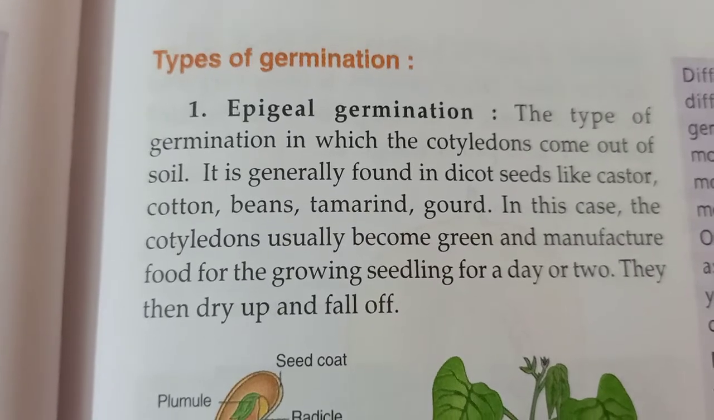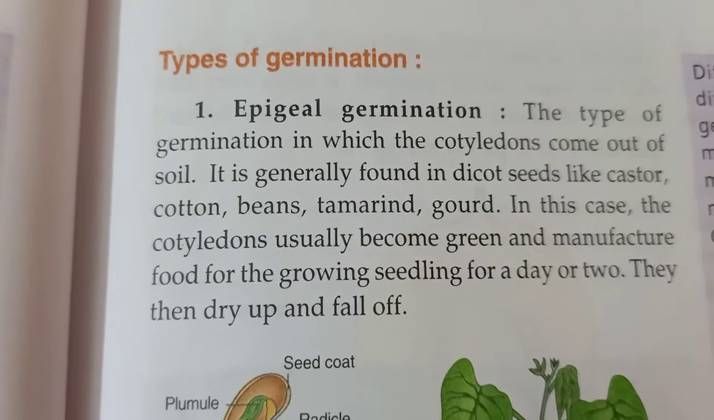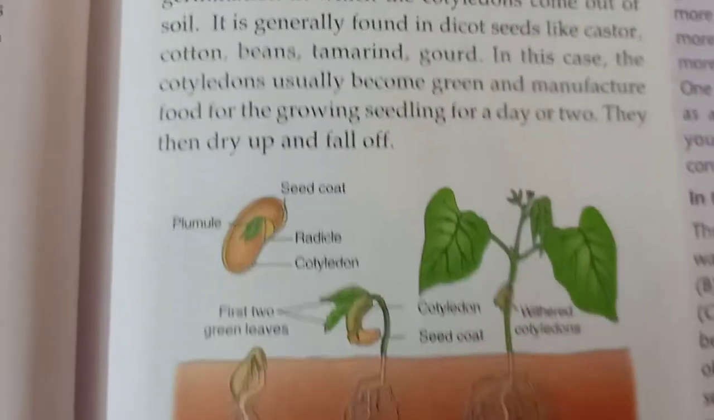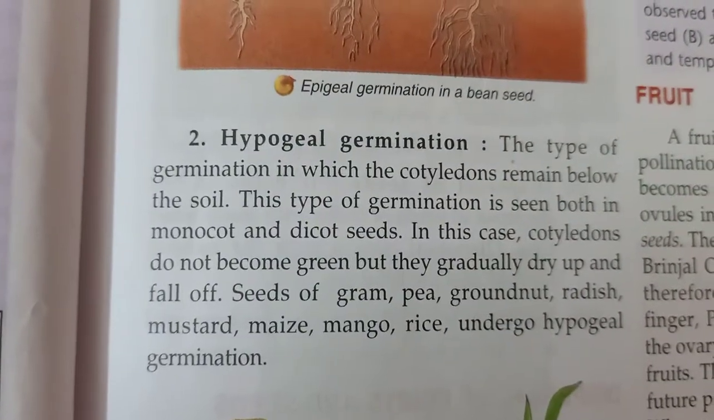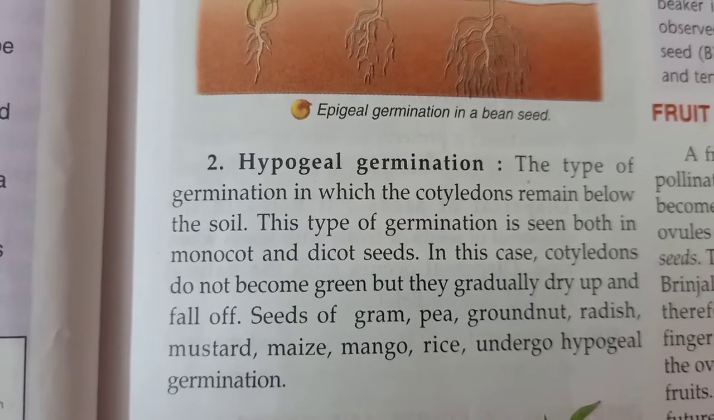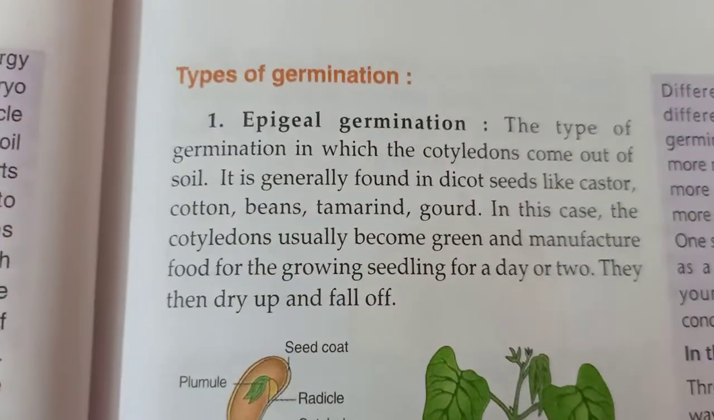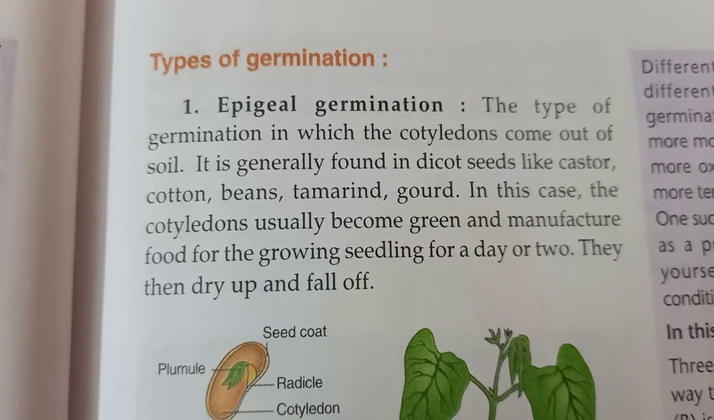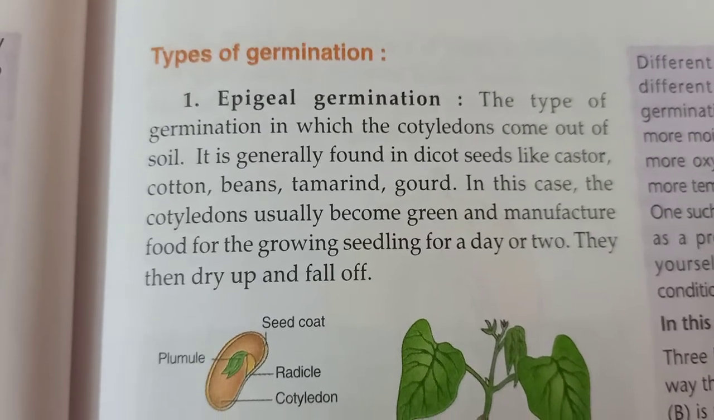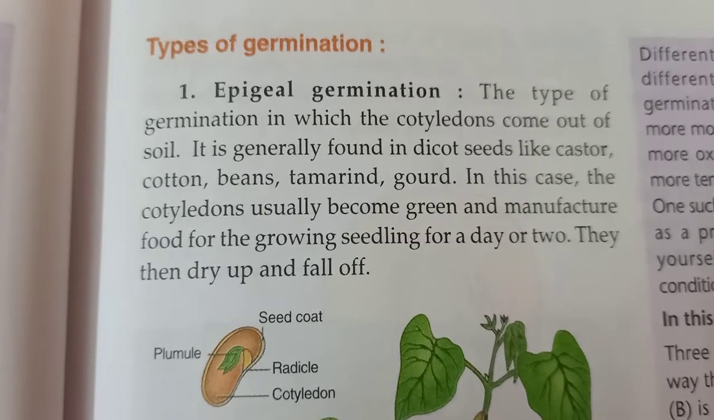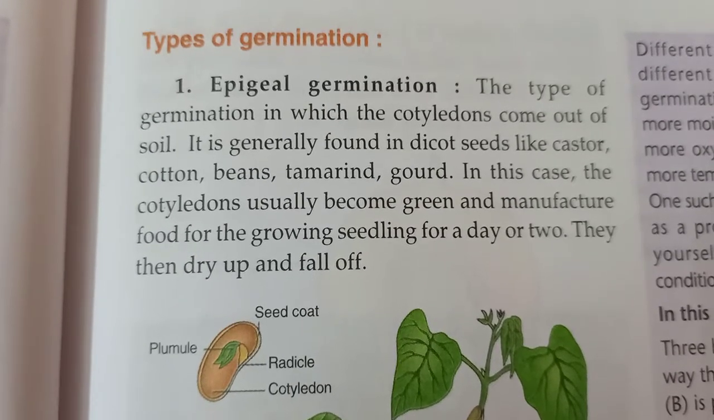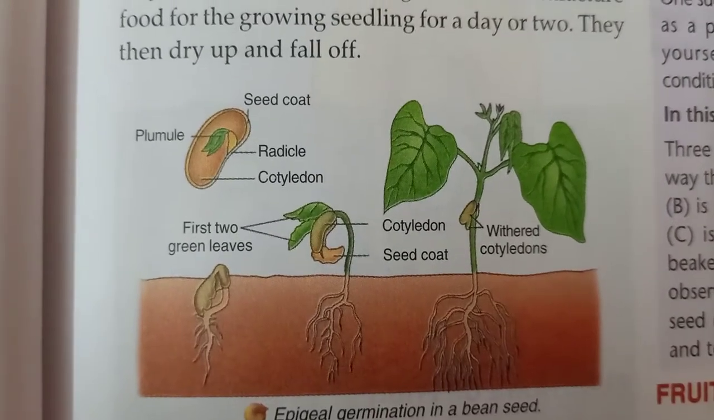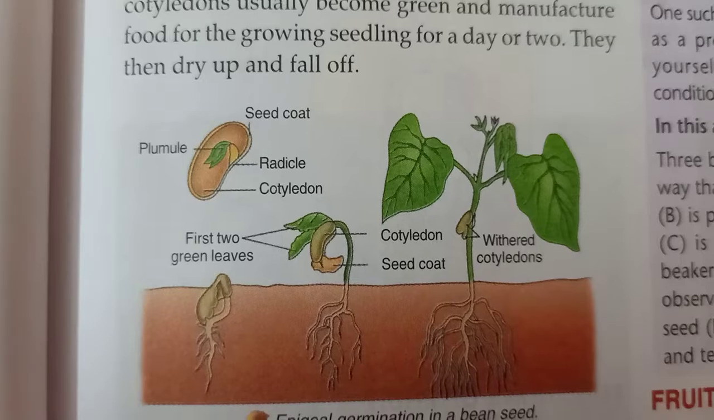Now we see the types of germination. There are two types of germination. One is epigeal germination, and the other one is hypogeal germination. First we see what is epigeal germination. It is the type of germination in which the cotyledons come out of the soil. You can see in the diagram that the cotyledons come out from the soil.